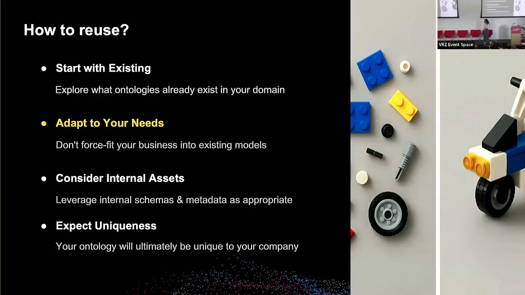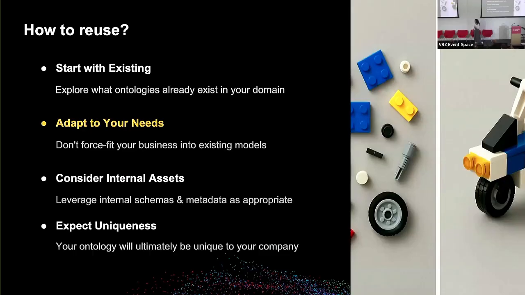So obviously start with the existing ontologies. Go out there, see who's built what, right? But the most important thing in this part of your journey is to make sure that if you're reusing stuff, you adapt it to your needs. Do not try to force fit your data into an existing model just because it's an existing model or it has been adapted by a lot of people, right?